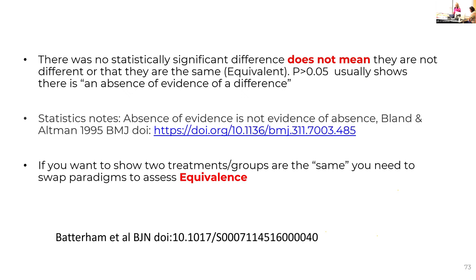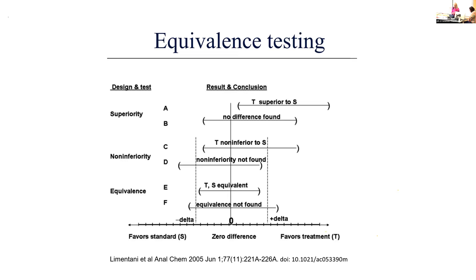If you do want to show that two treatment groups are the same, then you actually need to use a completely different paradigm of statistical testing called equivalence testing. I'm not going to go into too much detail about it other than to mention it and to say that when you do an equivalence test, you have to set up your hypothesis test in a completely different way. And before you do the test, you have to make a decision about what bounds you consider to be statistically equivalent. And then you go on and actually use a procedure called a two one-sided test to test that it's statistically equivalent.